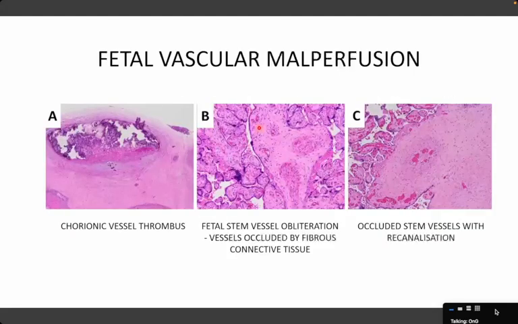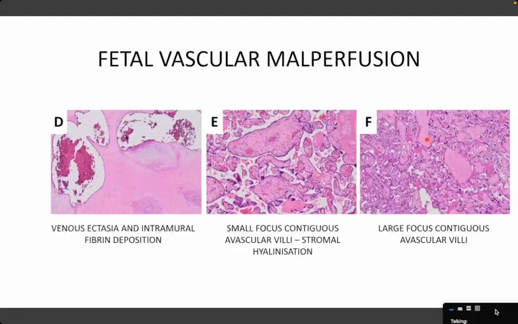So this is an example. You can see that I showed earlier the chorionic plate vessel within the placental chorionic plate, and this is a thrombus involving that, which would be in keeping with fetal vascular malperfusion. These are the stem villi, which you can see that the vessels are occluded by fibrous connective tissue, and these have then recanalized. So fetal vascular malperfusion involves the vasculature within the chorionic plate, the stem villi, which then affect the rest of the villi within the placenta.